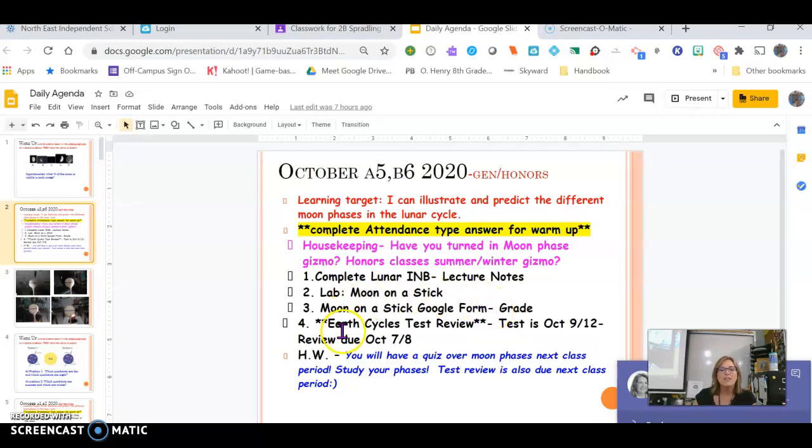And then we have the Earth Cycles test review. For you guys, that's going to be due next class period. Next class period we'll tidy up all the things lunar, and you actually have a quiz on it, so make sure you have the lecture notes done from the INB, because that will be helpful for you. And then we'll go over and get ready because you guys will have a test on Friday for A block and next Monday for B block.